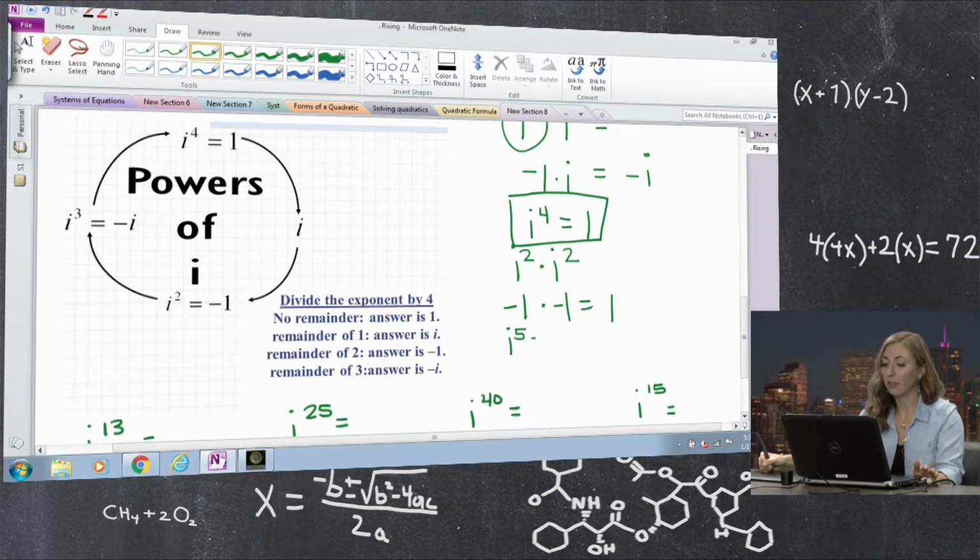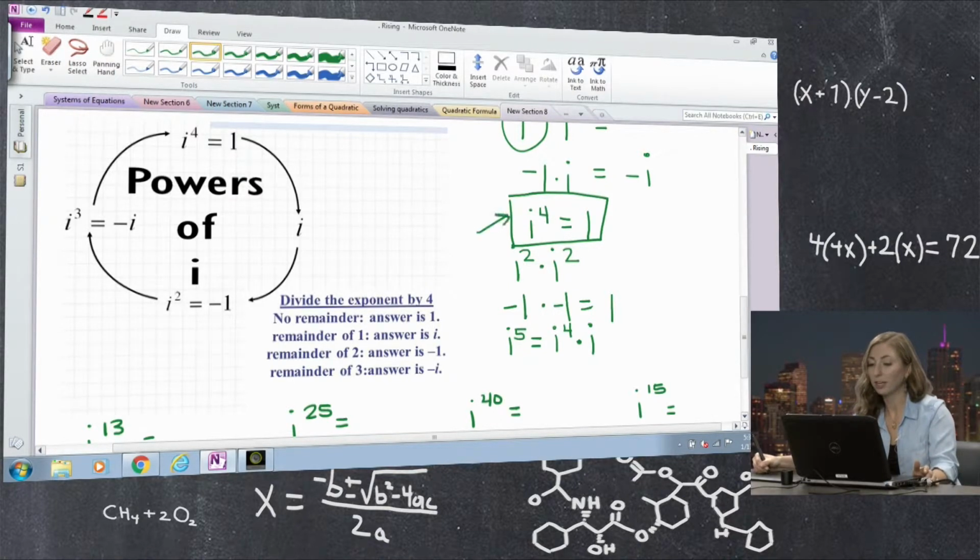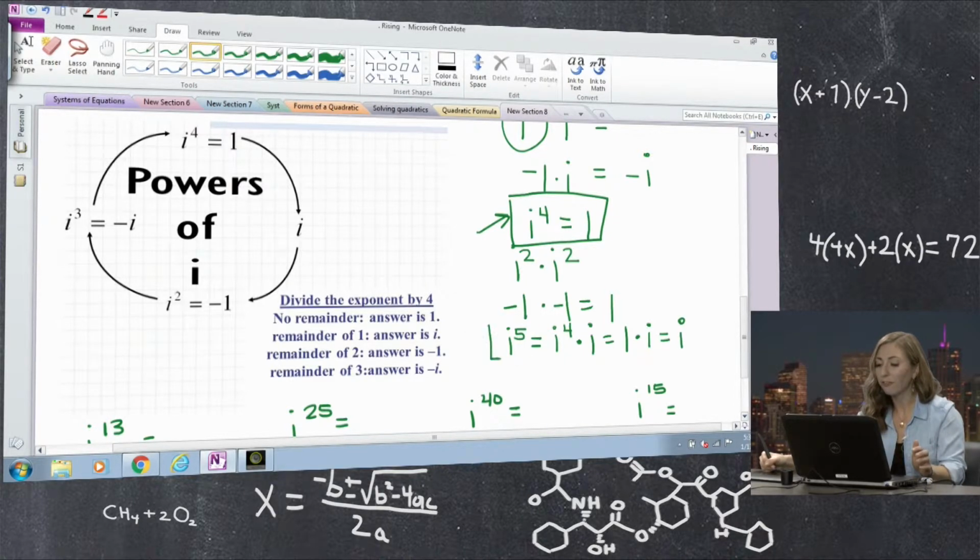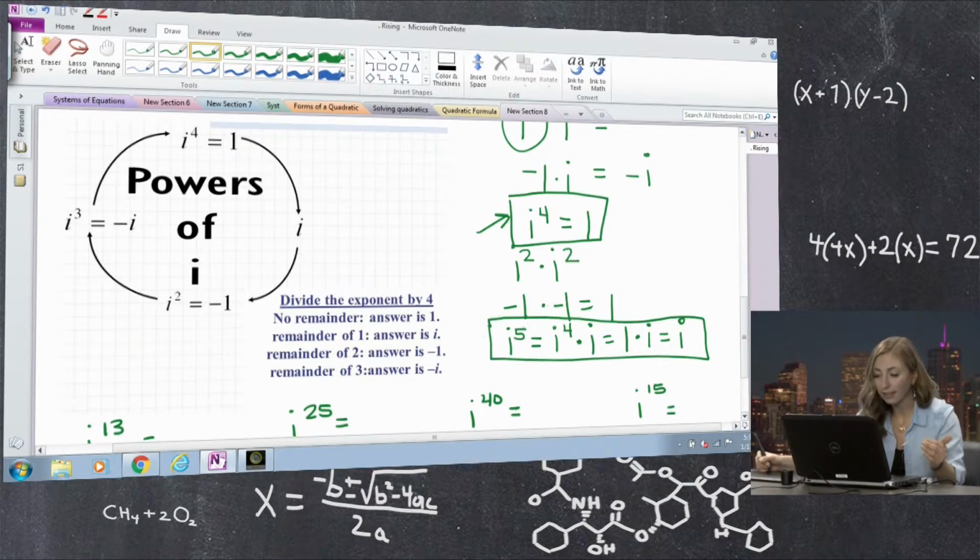Let's look at i to the 5th power. Think of i to the 5th power as i to the 4th power times i. And we already know from up here that i to the 4th power is just equal to 1. So that means this is equal to 1 times i, which just equals i. So i to the 5th power actually just simplifies to i.